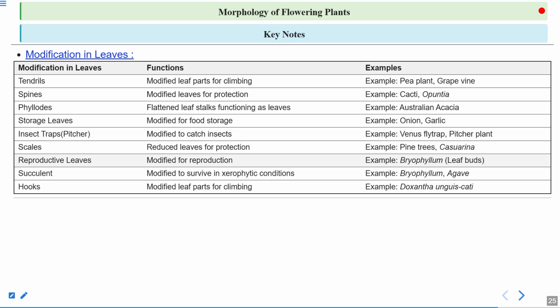Then succulent leaves. These leaves are modified to store water. So these leaves are quite thick. They are fleshy with specialized tissue. They are adapted to dry conditions, xerophytic conditions, arid conditions, and they help the plant to survive drought. These are also present in Bryophyllum and Agave. And then the last one is hooks.